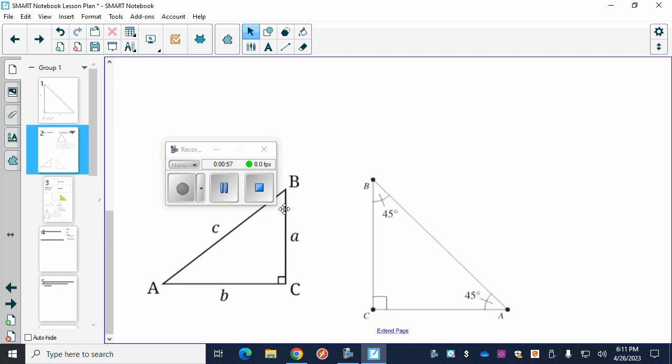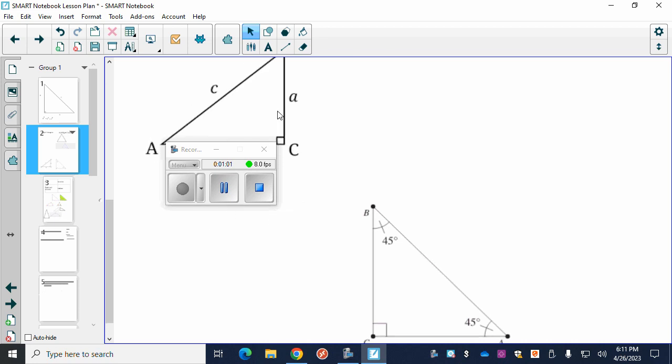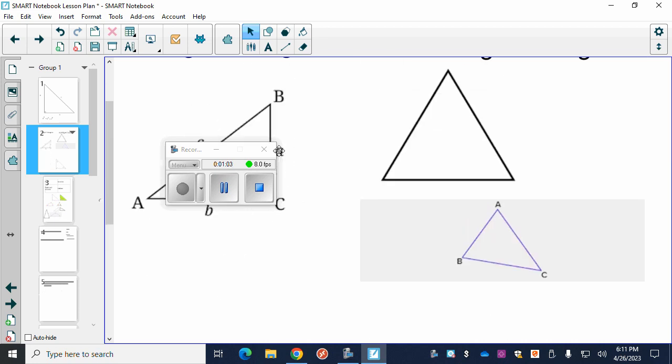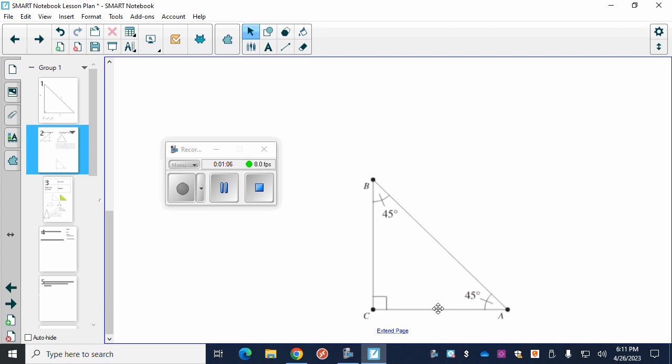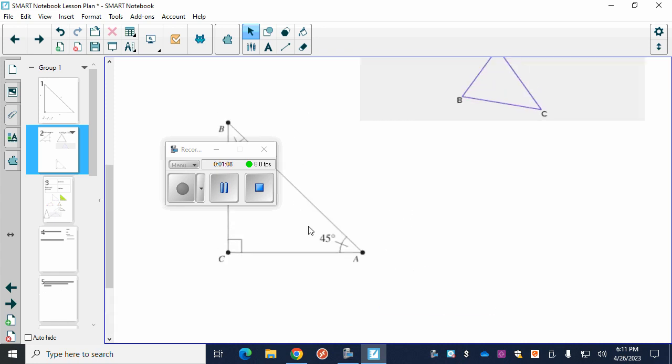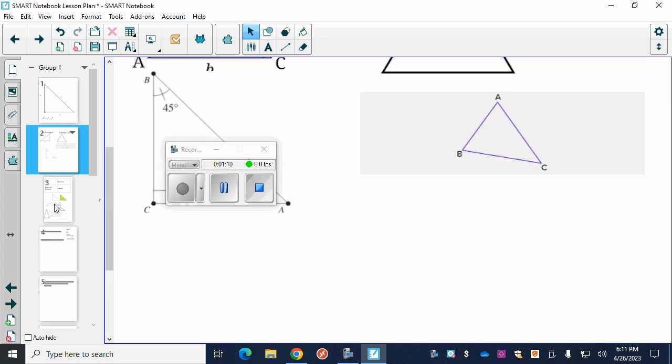So, how about these two? Well, we have three sides, but we do have a right angle, so that is a right triangle. And then this one, we have three sides and a right angle. It is a right triangle.